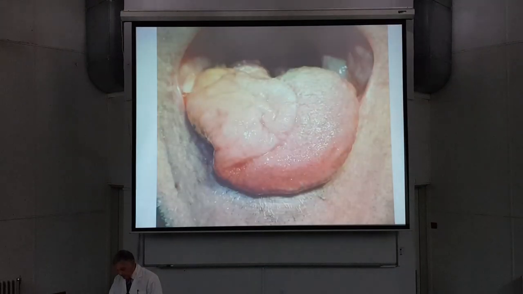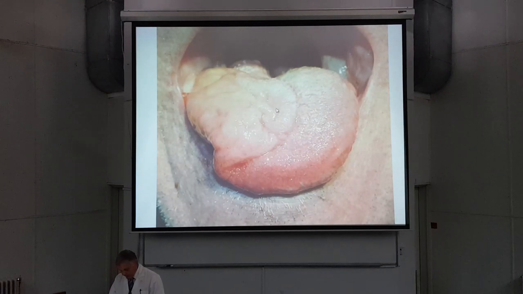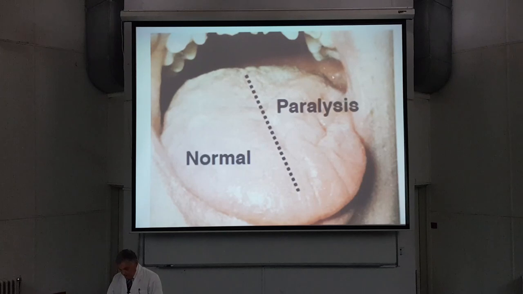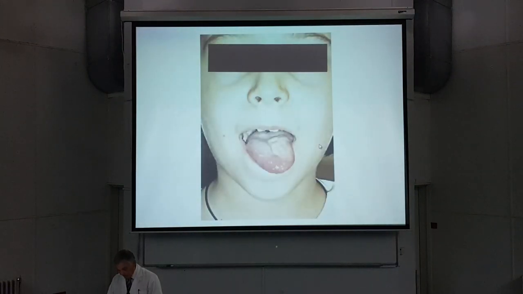This is the normal position of the tongue. This tongue, or the right side of the tongue, in this patient has been paralyzed for some time. Why? Because it has atrophied. When you cut the nerve supply to a muscle, after some time, it gets atrophied. Here's the difference between a normal and paralyzed half of the tongue, because the muscle is atrophied.